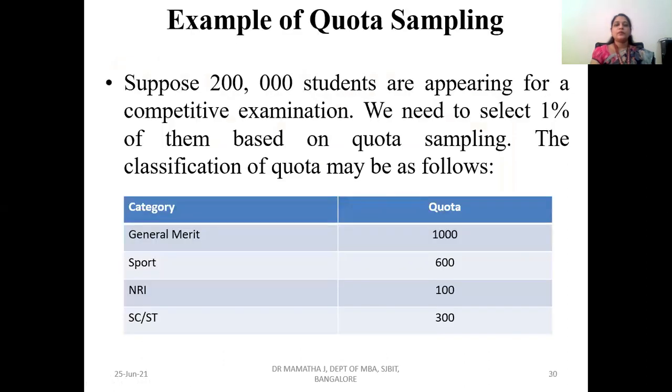Another example: say there are around 2 lakh people who have taken the competitive exams. Now, 1% has to be selected based on some quota sampling. When the students are being selected, you have different categories which you can create, like GM, sports, NRI, ex-servicemen, SC, so many categories. Now you have to match the percentage, 1%, and you can create some percentage. Usually for general merit, you will give more preference than other categories. Like this, you can create your own quota for your sample selection.